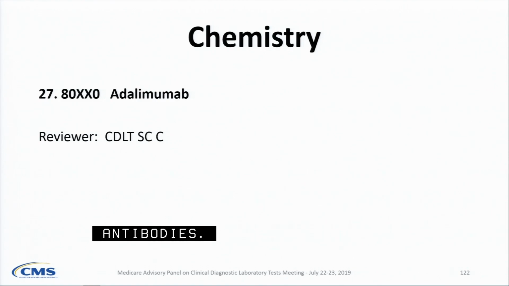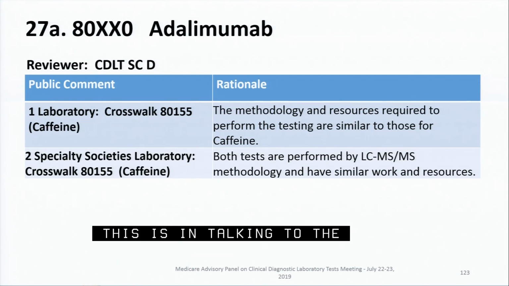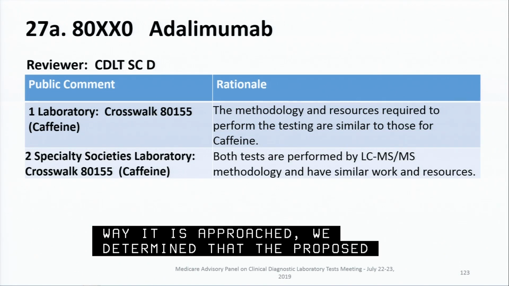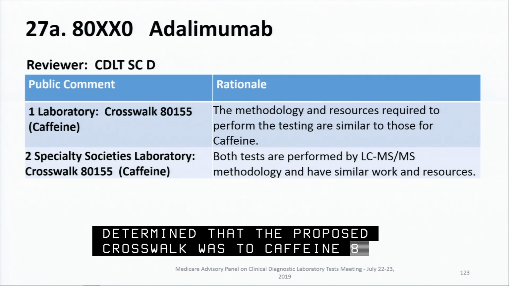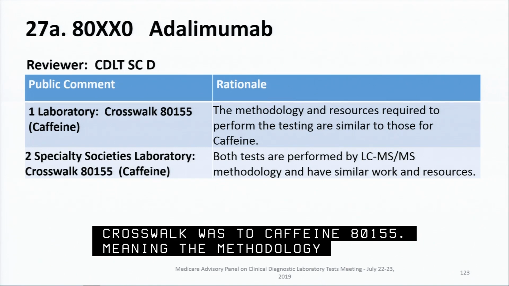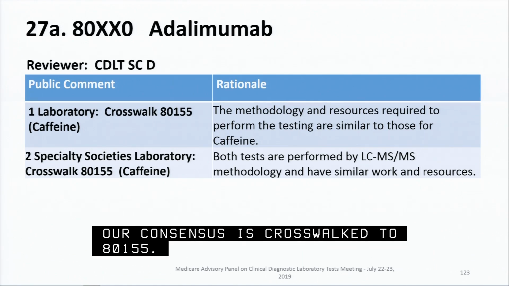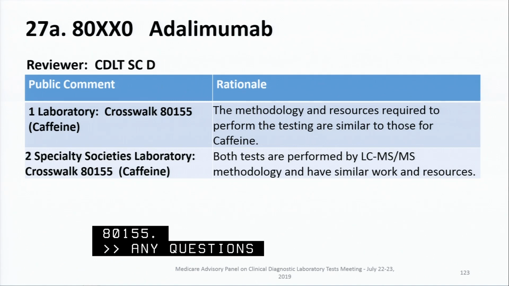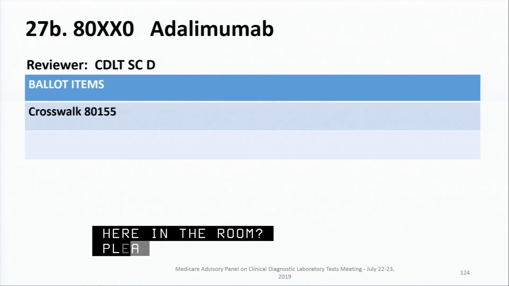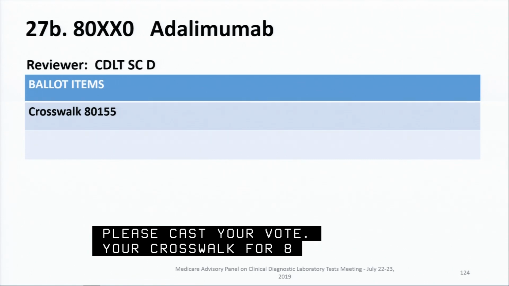In talking to the testing lab and also in looking at the way that it's approached, we determined that the proposed crosswalk was to caffeine 80155, meaning the methodology and resources were similar for this drug. And we agreed with that proposed crosswalk. So our consensus is crosswalk to 80155. Any questions from those on the phone? Here in the room? Please cast your vote. Your crosswalk for 80XX0 is crosswalk 80155.